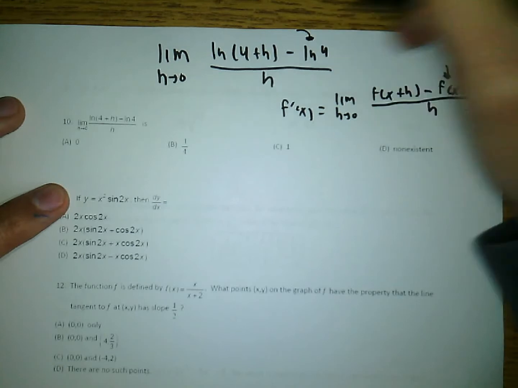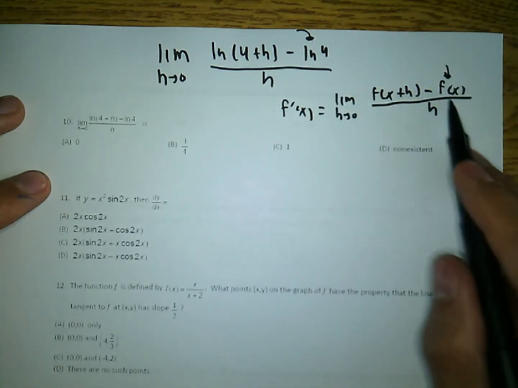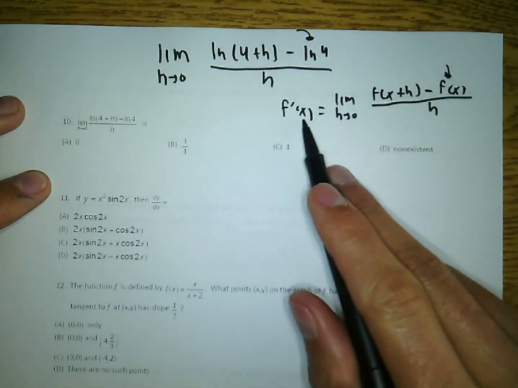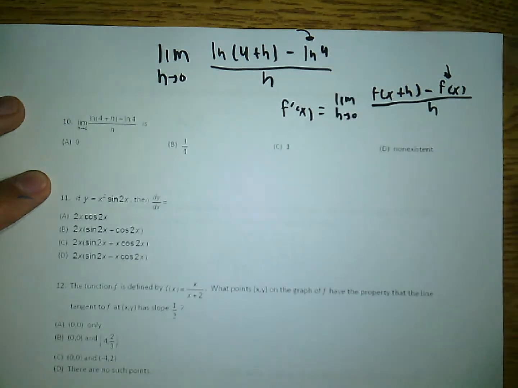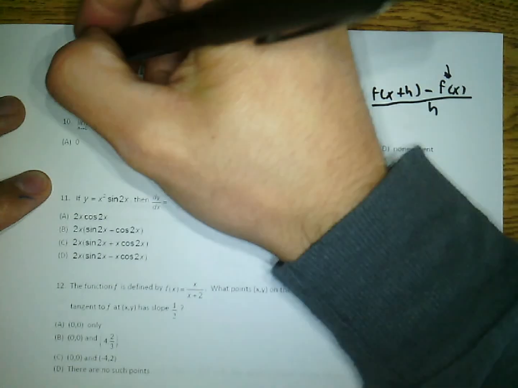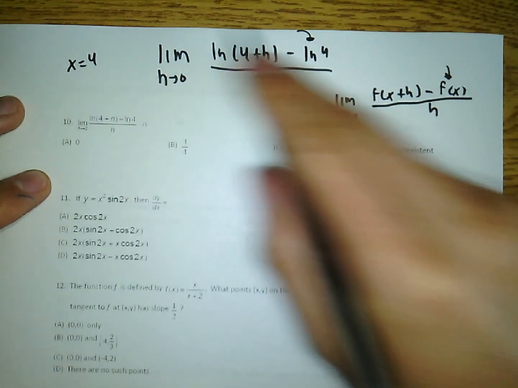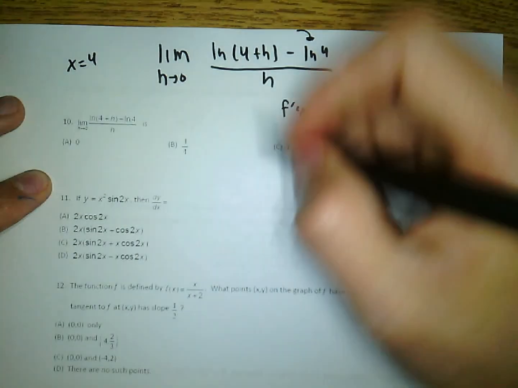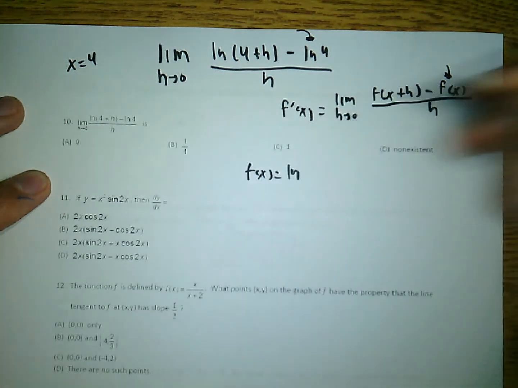So now what I notice is that for this to be the derivative with respect to x, there has to be x's. Notice that there's no x's. So what I recognize is that instead of x, you see I have 4 plus h, so I notice that x is equal to 4. So what that means is that f of x for this function is ln x.